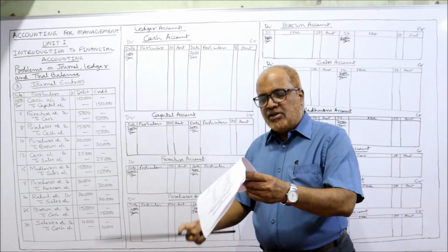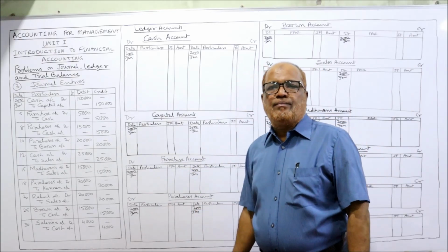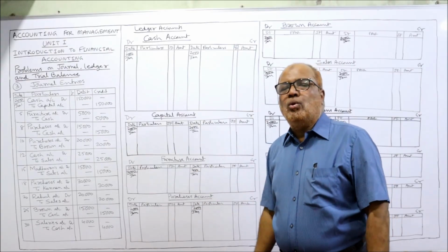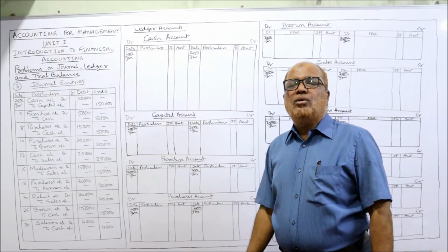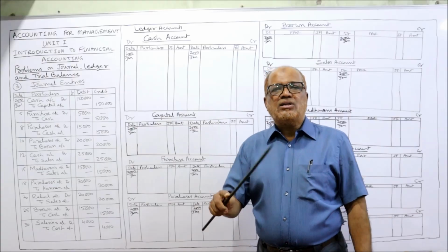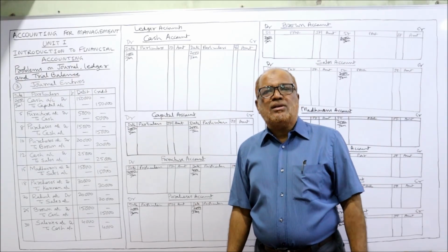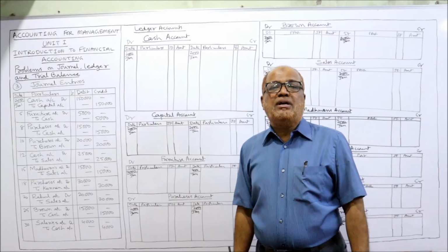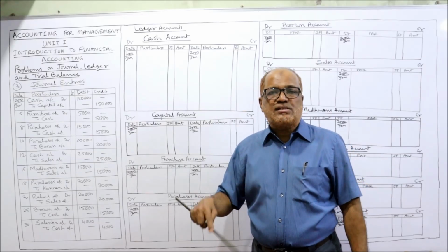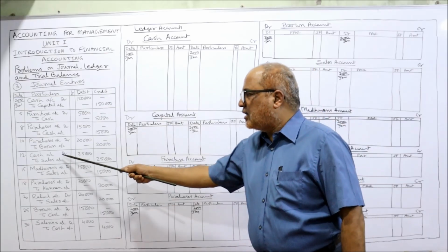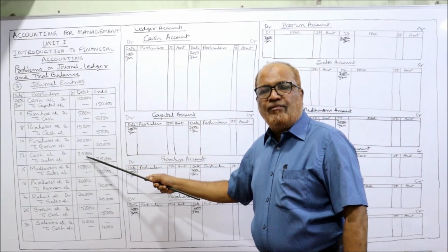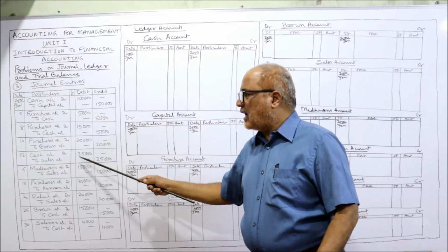Next comes 12th. Sold goods for cash. When goods are sold, cash is coming in, so cash should be debited. Cash account debit to sales. Whenever goods are sold, the sales account should be credited. Cash is coming in, so cash account debit to sales 25,000, being the goods sold for cash.